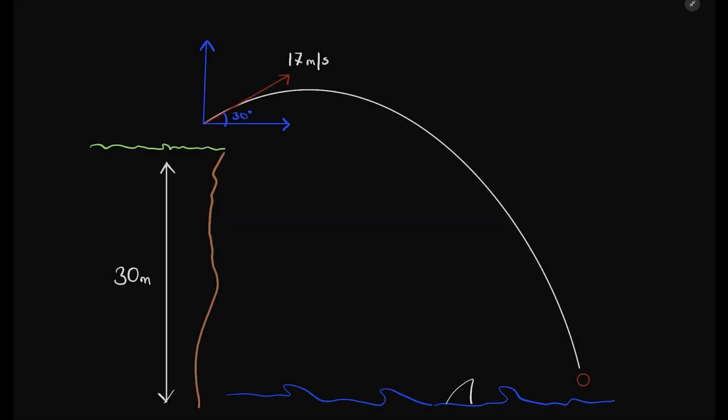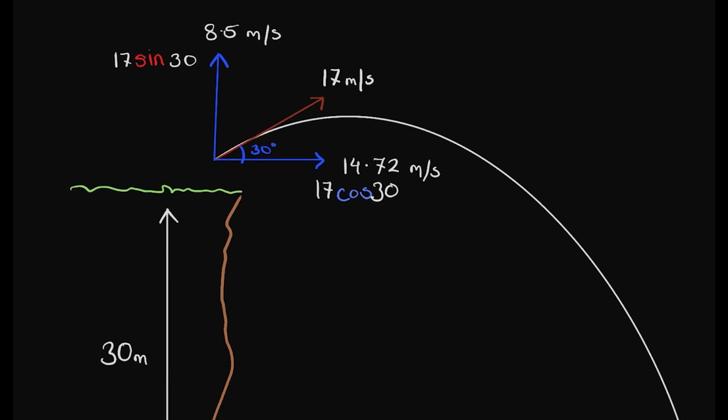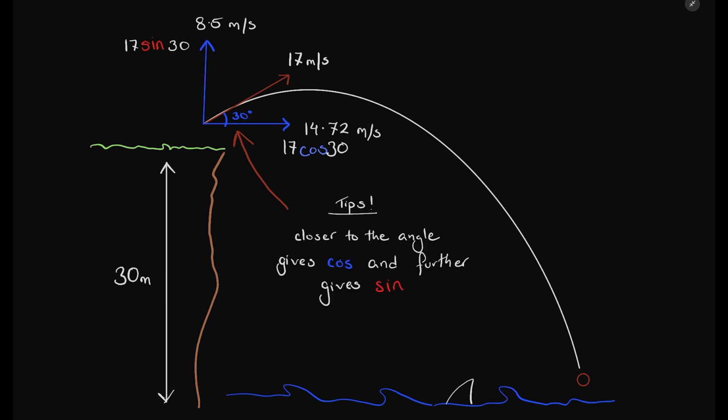The question also says that the ball has been thrown at an angle of 30 degrees and the cliff has a height of 30 meters above sea level. Let's break that 17 meters per second into components. Initially, the vertical component would be 17 sine 30 and the horizontal component 17 cos 30. As you can see, the angle is between the horizontal line and the main line. That's why the horizontal component is given the cos and the vertical component is given the sine.